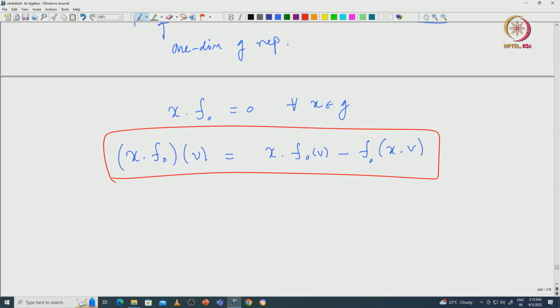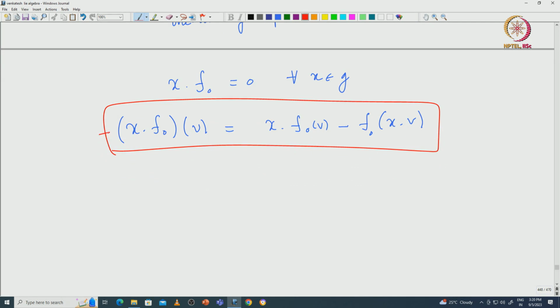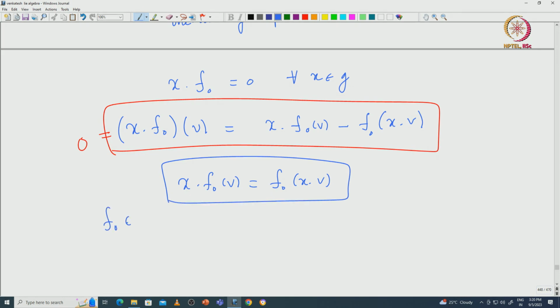So, the action of G on any element of Hom(V, W) is given by this. In particular, this being 0 tells us that x dot F naught of v must be equal to F naught of x dot v. So, that means this F naught is an element of the endomorphism of V.